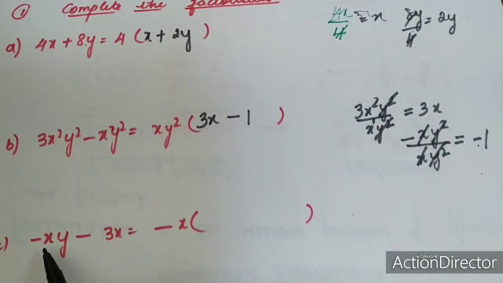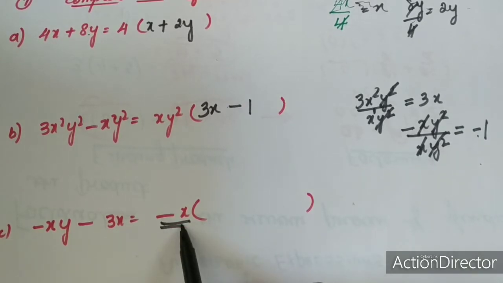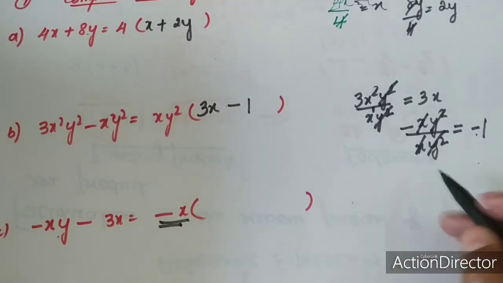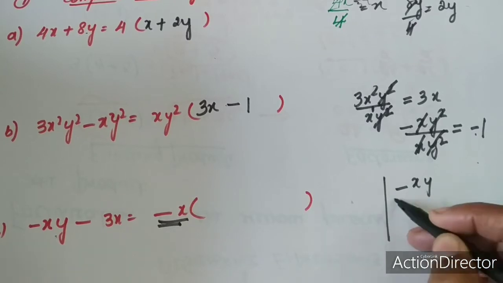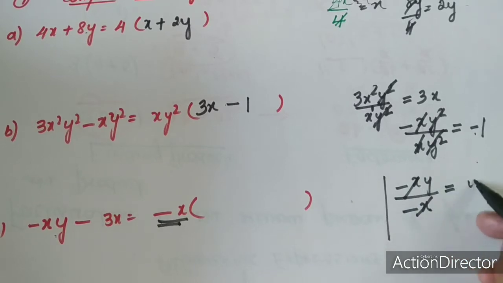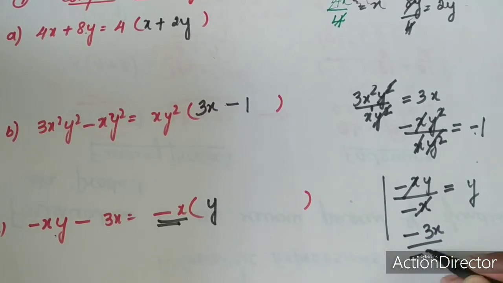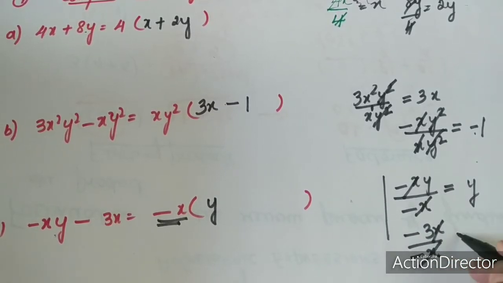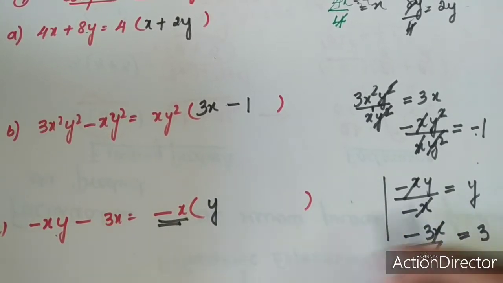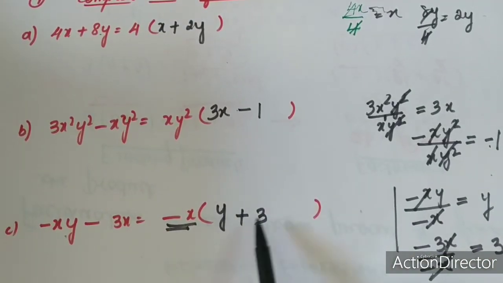Coming to the third one, minus xy minus 3x. The HCF is given as minus x, and for the second bracket you have each term divided by the common factor, that is the HCF. So let me find out. Minus xy divided by minus x. This minus x and minus x will get cancelled. So my answer will be y. And for the second term, minus 3x divided by minus x. Minus x and minus x will get cancelled, and my answer will be 3. So I am getting plus 3 and plus y. Final answer will be minus x into y plus 3.